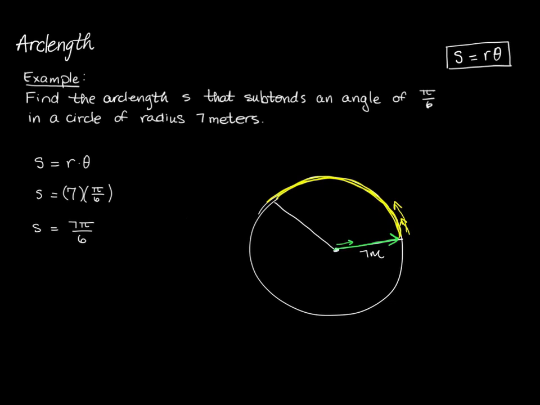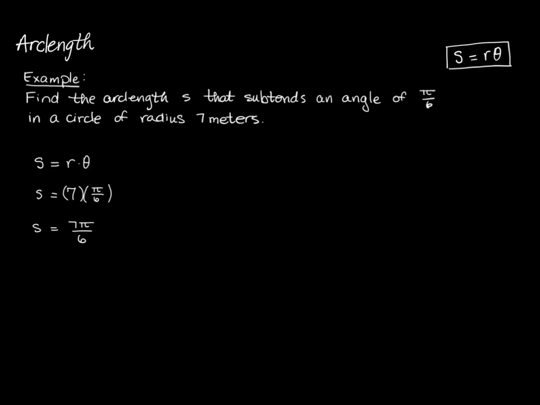Therefore, since my radius is given in meters, my arc length will also be in meters. I'll add that to my answer and then put the box around it. That's better.